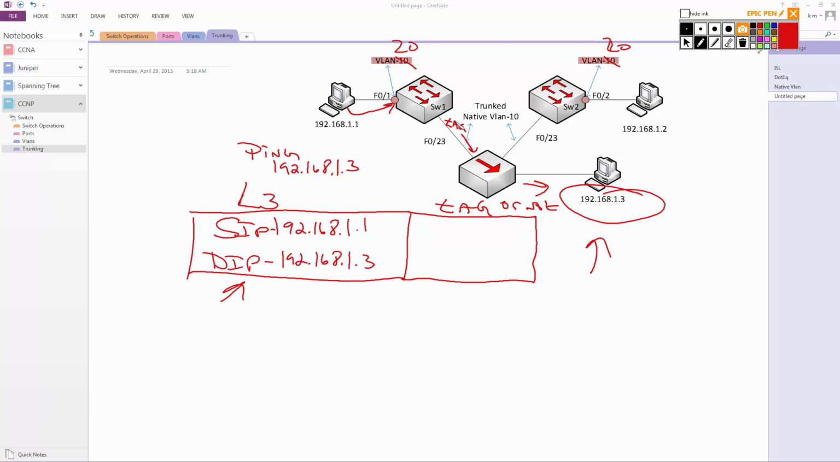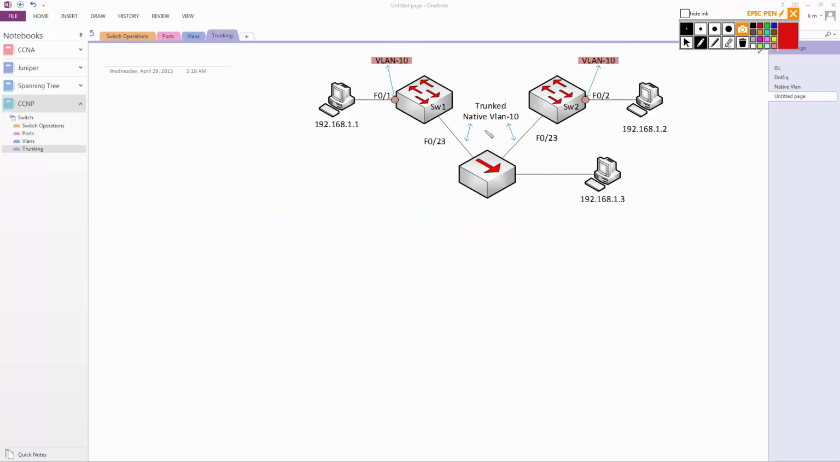Well, that might give us a clue there, because obviously, if the traffic's coming in here untagged, this PC will get it and will be able to respond, which will prove to us whether any traffic that belongs to a VLAN that is the same as the native VLAN is tagged or untagged. Okay, so let's go take a look at our lab.